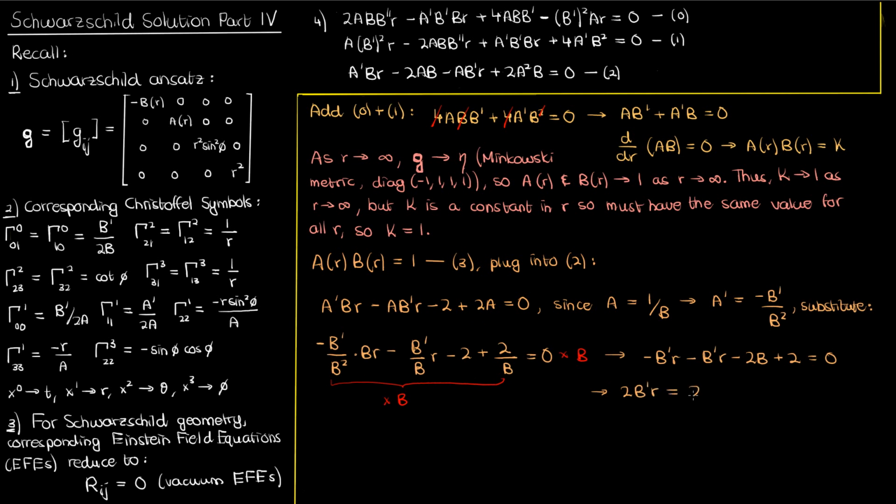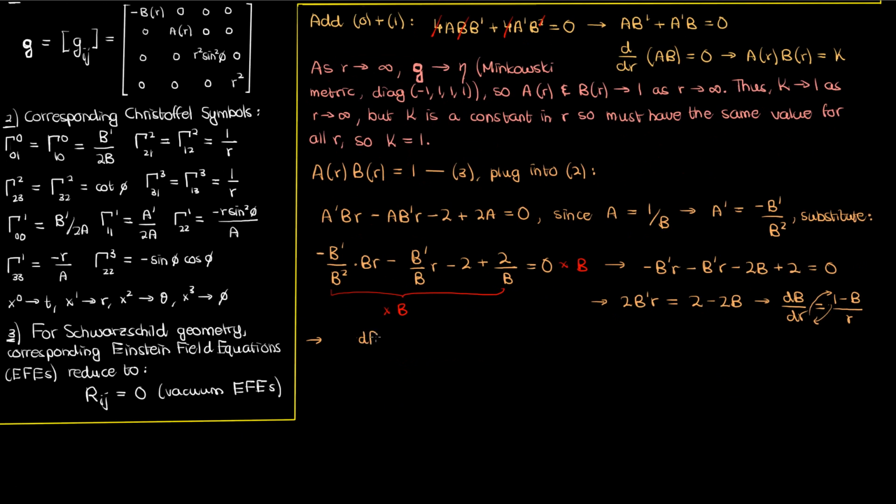We can easily now combine like terms and isolate our B prime, or dB by dr. When we do that, we end up with this simple ordinary differential equation. We can now solve this ODE by separation of variables. We move the 1 minus b to the dB side and the dr to the r side.